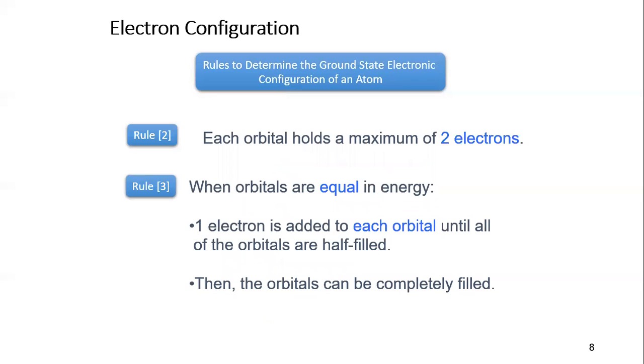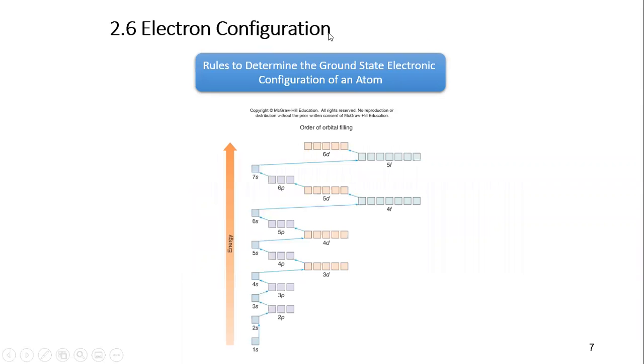Now, when you have orbitals that are equal in energy, you have to put 1 electron in each until you start pairing them up. And so what does that mean? If we go back to the previous slide, the orbitals which have more than 1 box, such as the p orbital, the d orbital, and the f orbital, it means that you have to fill 1 electron in each before you go back and pair them up. So that's what that rule means.